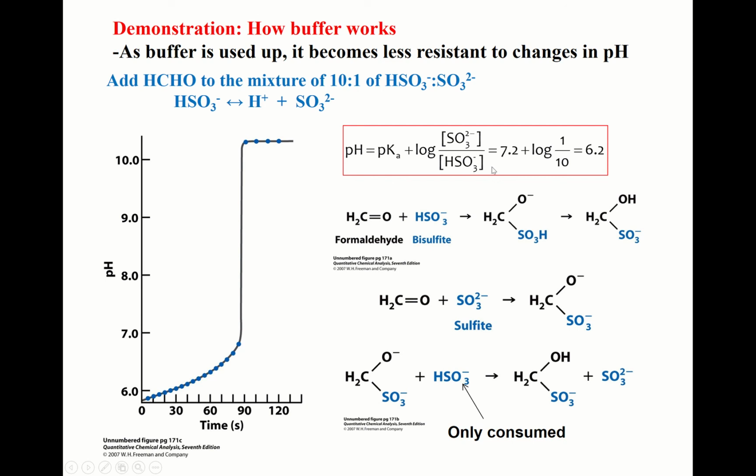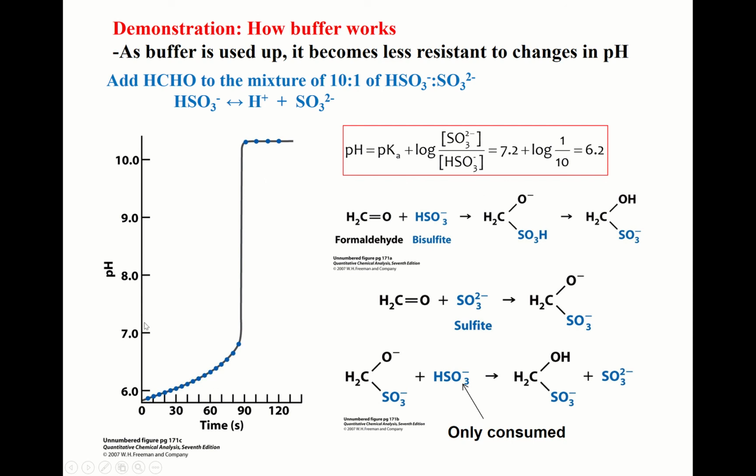So from this equation, you see that by adding formaldehyde, the bisulfite keeps being consumed, but the sulfite concentration is constant. Then the ratio becomes larger and larger, and eventually when the bisulfite is totally consumed, the ratio becomes very big, and the pH abruptly increases.